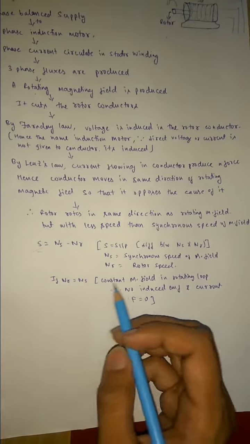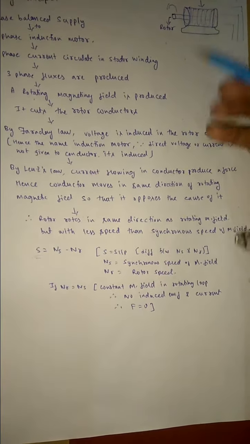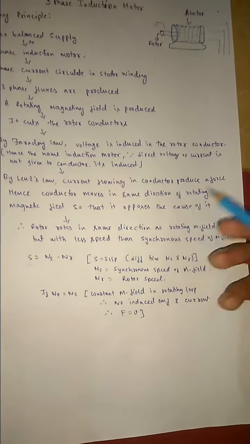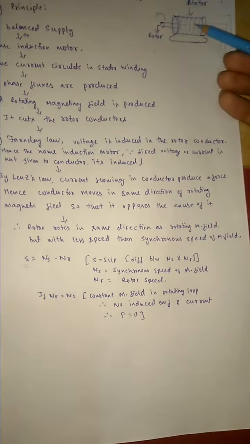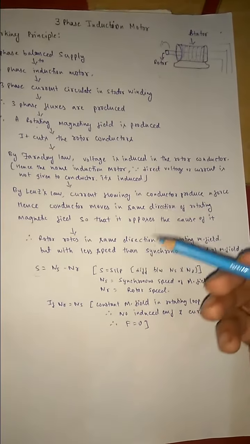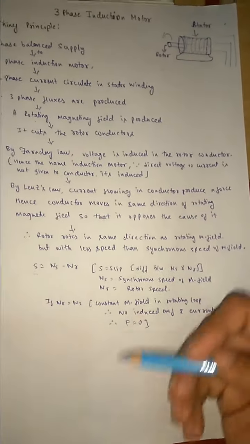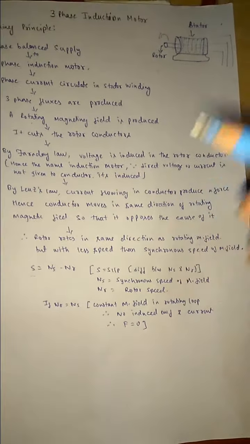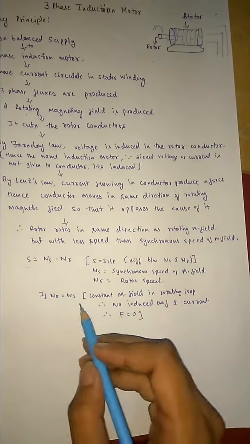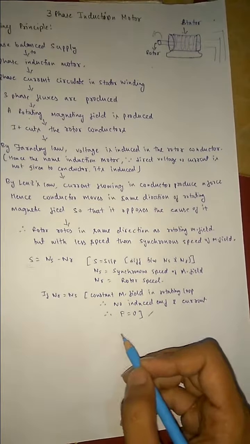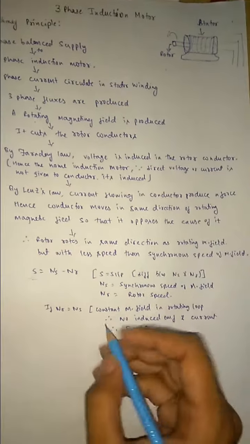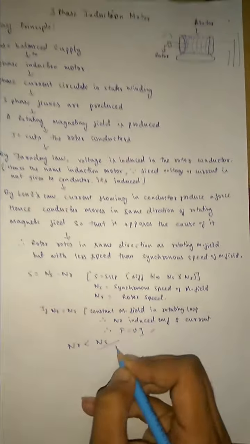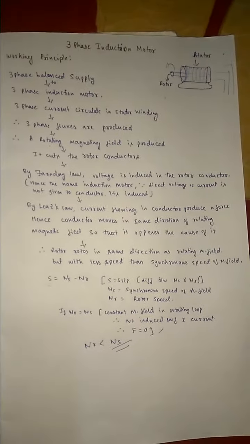Now the question may arise, what if the rotor and the stator magnetic field rotate with the same speed? Now in that case, there will be no relative rotating magnetic field. And if there is no rotating magnetic field, no EMF will be induced, so no current will be produced, so no force will be produced. So at the end we won't get anything. So it is always necessary that Nr is less than Ns. This is the whole working principle of the three-phase induction motor.